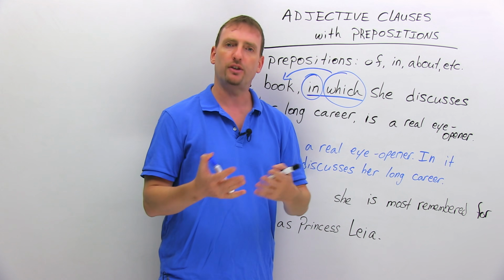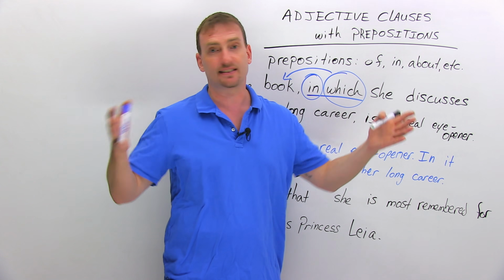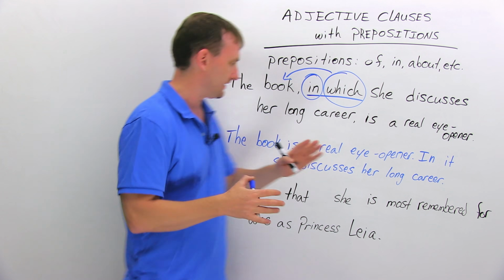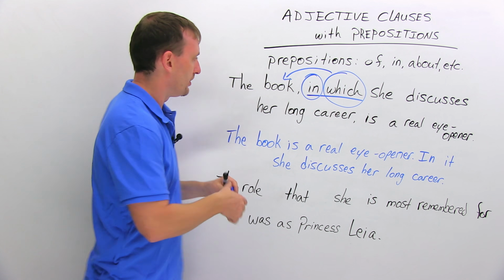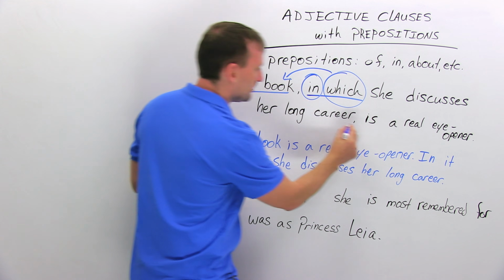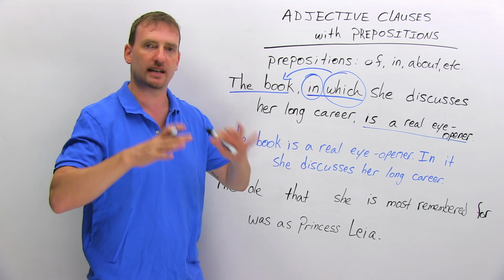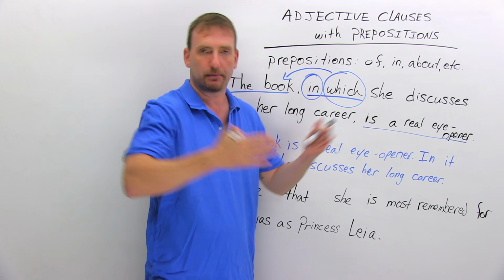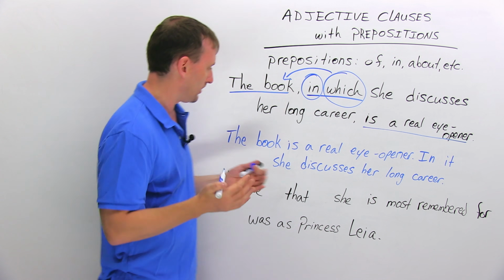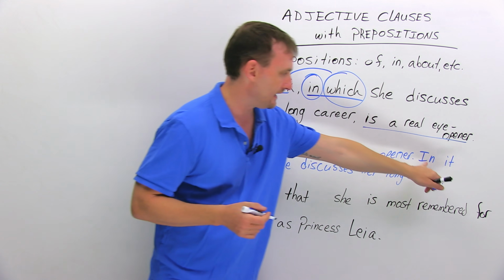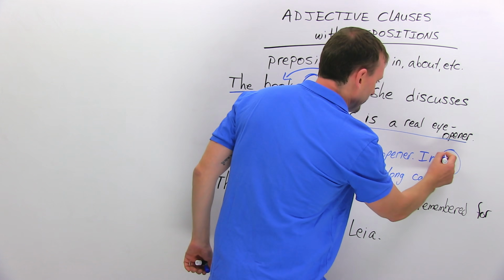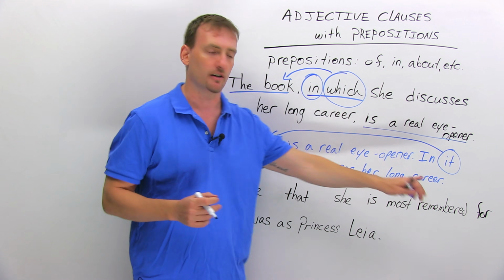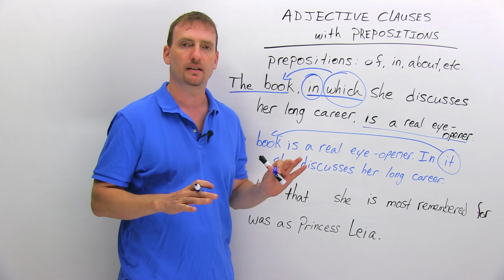So the easiest way to understand this is to basically separate the clauses into two separate sentences. The book is a real eye-opener. So you still have your independent clause. This is the actual sentence itself. And then you take your adjective clause and make it into another independent sentence, okay? In the book, so I still have the reference to the book. In the book, she discusses her long career. So now I have the two sentences separated.